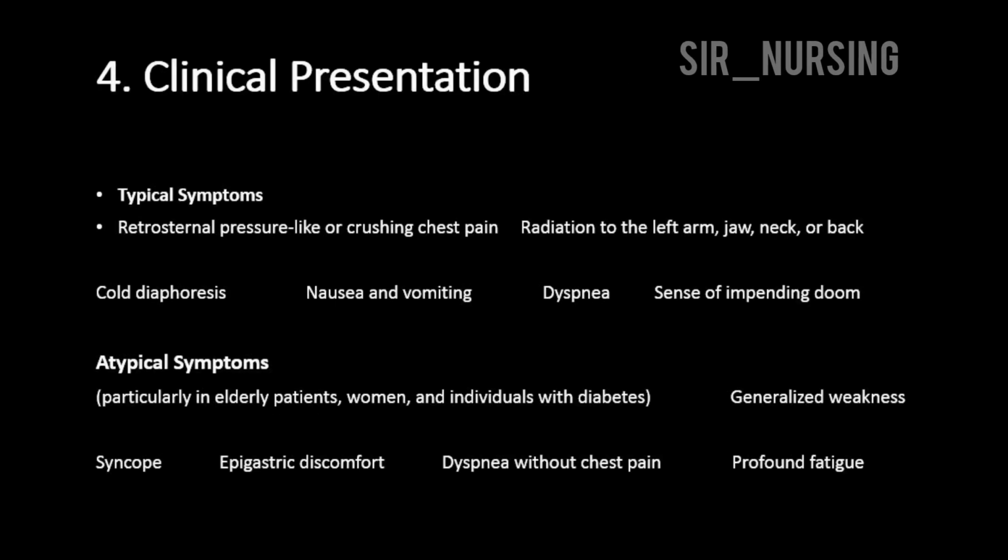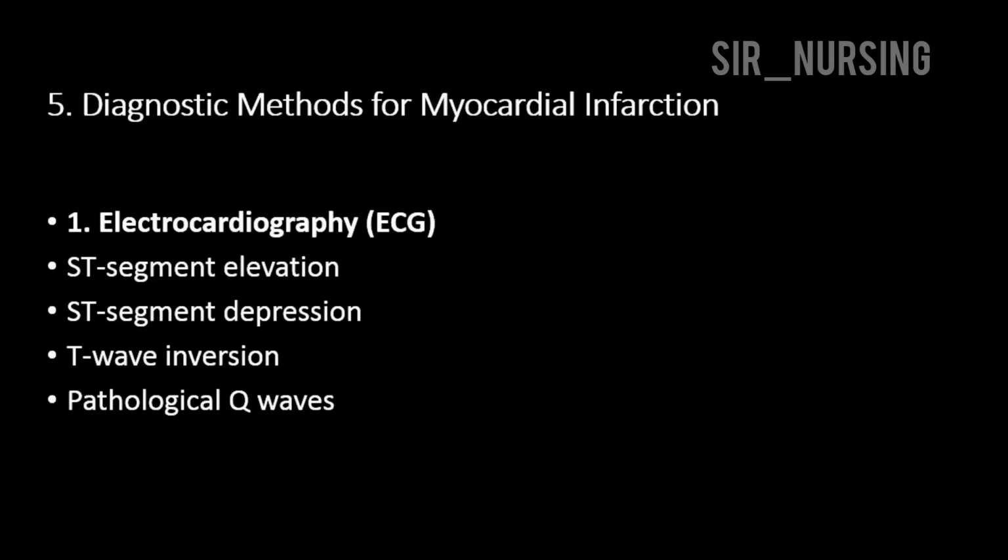4. Clinical presentation. Typical symptoms: retrosternal pressure-like or crushing chest pain, radiation to the left arm, jaw, neck, or back, cold diaphoresis, nausea and vomiting, dyspnea, sense of impending doom. Atypical symptoms, particularly in elderly patients, women, and individuals with diabetes: generalized weakness, syncope, epigastric discomfort, dyspnea without chest pain, profound fatigue.